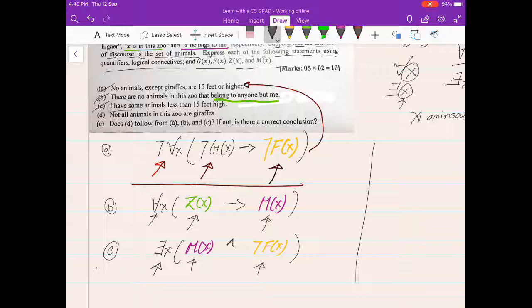So you own the giraffe, you own the zoo, right? There are different types of animals, suppose A, B, C, D, and Z. Z is the giraffe. So you have all the animals. All these are less than 15 feet high. As you own the zoo, that means these animals that are less than 15 feet high are also owned by you.